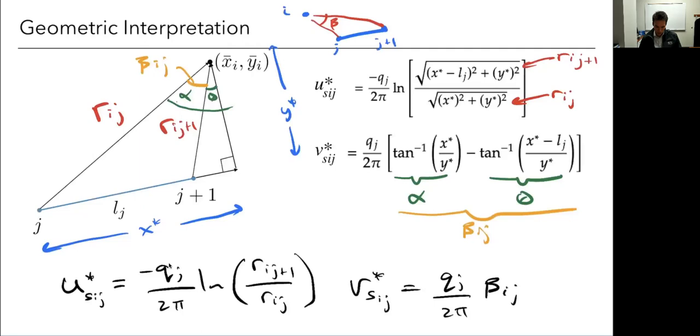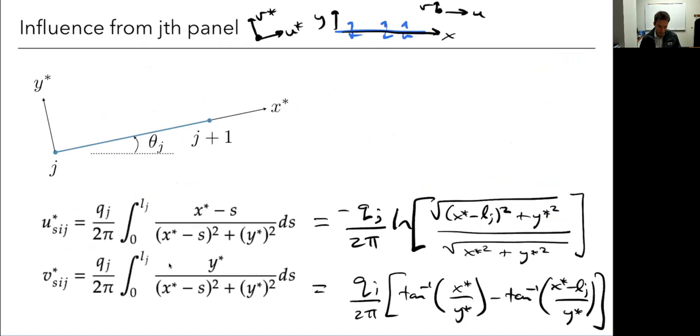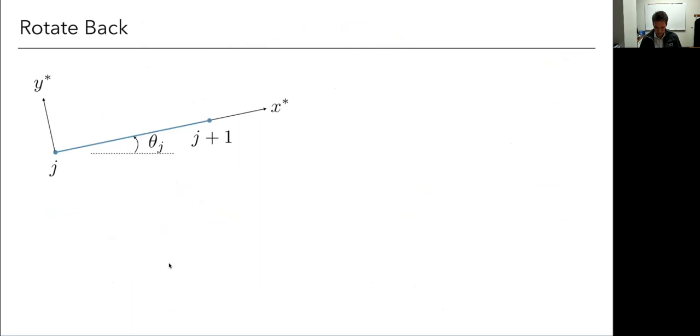All right, another thing we have to do now. Recall that we solved it in the frame of the panel, and that gave us U star and V star. So we're in the rotated panel, but each panel is going to have its own orientation. So I need to rotate them all back to a common orientation so I can add them together. So I'm just going to put them back into my global XY frame. And that's an easy thing to do.